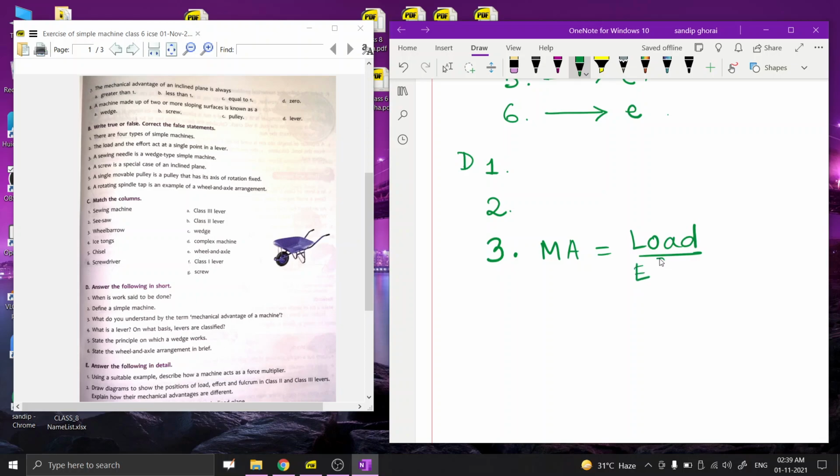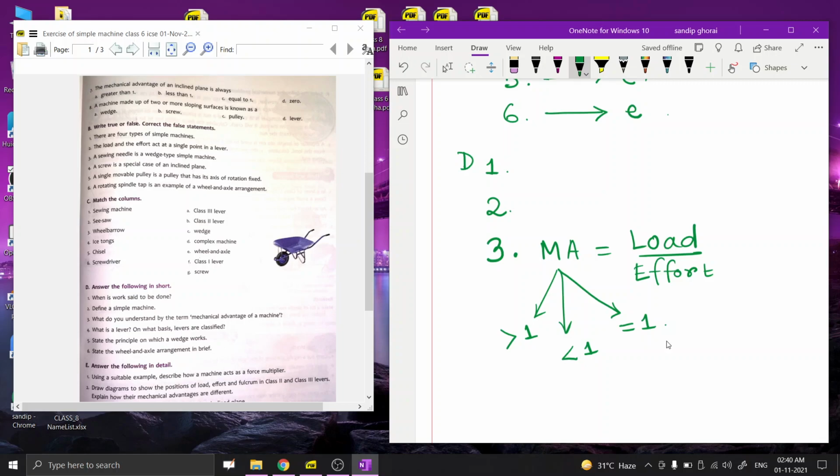If load is greater than effort, then mechanical advantage is greater than 1. If load is less than effort, then mechanical advantage is less than 1. And if load is equal to effort, then mechanical advantage is equal to 1. So mechanical advantage may be greater than 1, less than 1, or equal to 1. There are three possibilities of mechanical advantage.